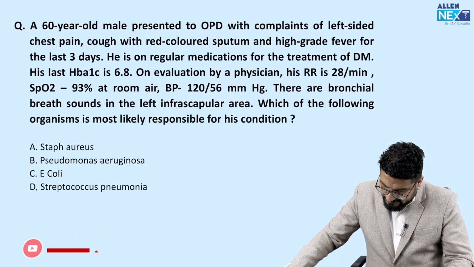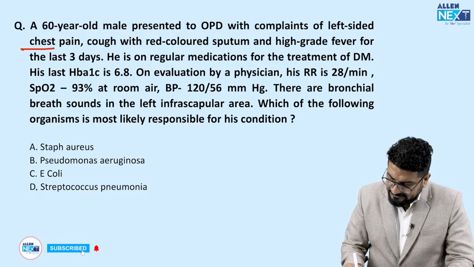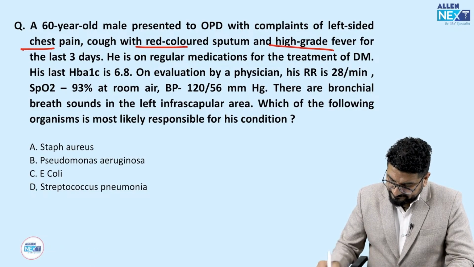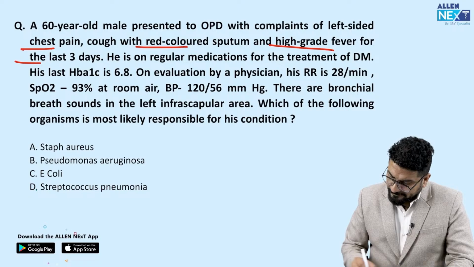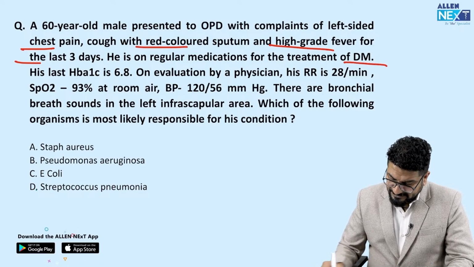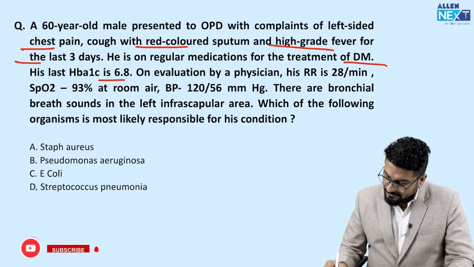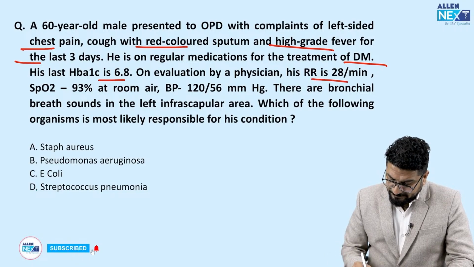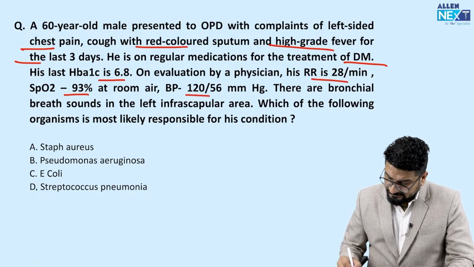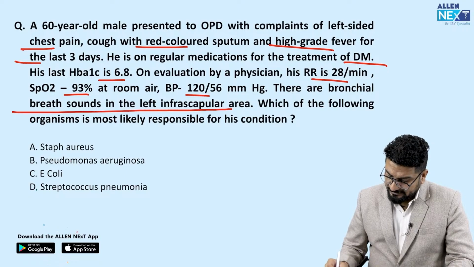A 60-year-old male presents to the OPD with complaint of left-sided chest pain, cough with red-colored sputum, and high-grade fever for the last 3 days. He is on regular medication for the treatment of diabetes mellitus. HbA1c 6.8 means fairly controlled. Respiratory rate is 28, SpO2 is 93, BP is 120/56. There are bronchial breath sounds in the left axillary area.